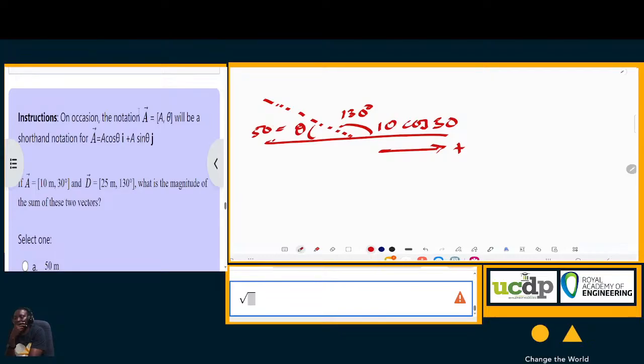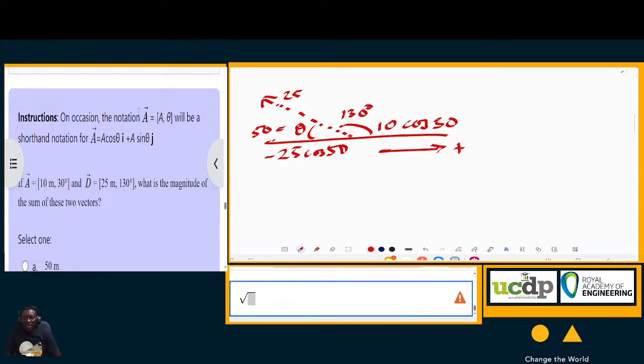Then you have 50. Your vector A displacement there is 25, so this becomes minus 25 cos 50 in that direction. And for the j component of that same vector, what do you do with the 50? You say 25 sine 50. Yes, 25 sine 50, sir. Okay.